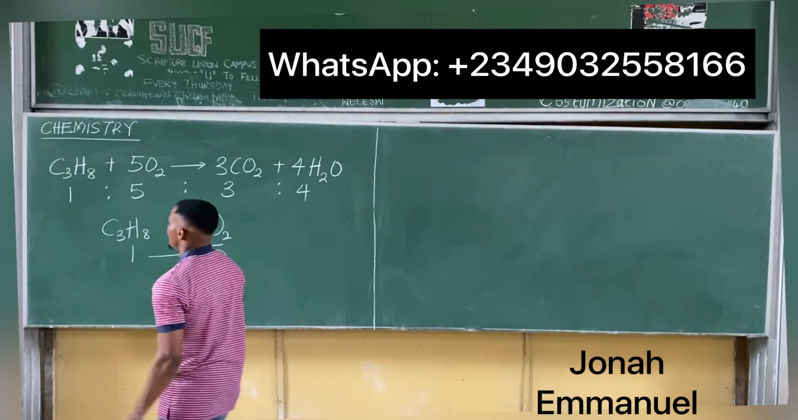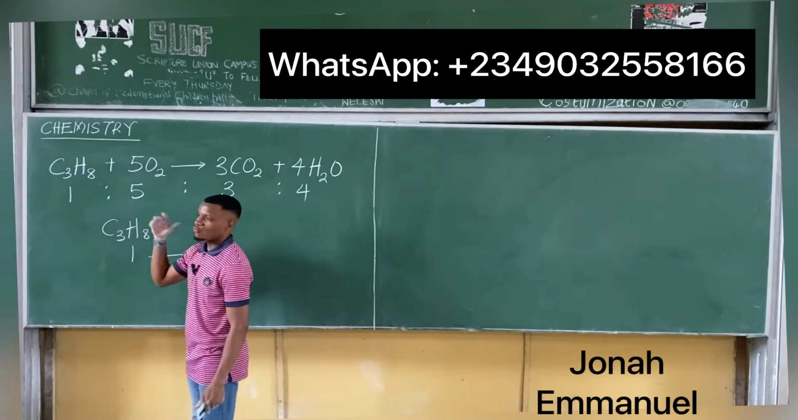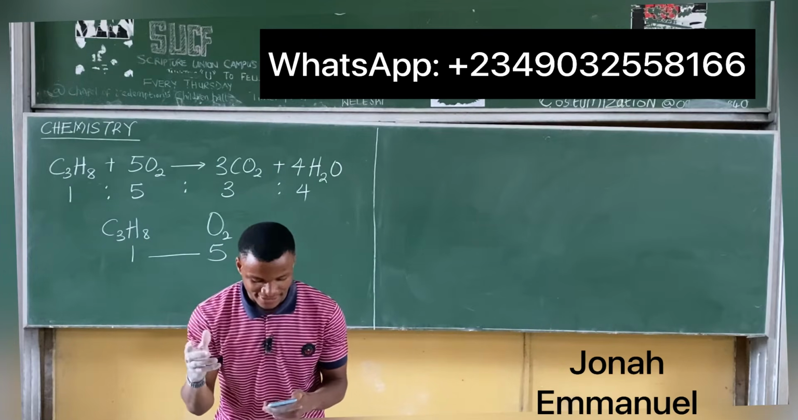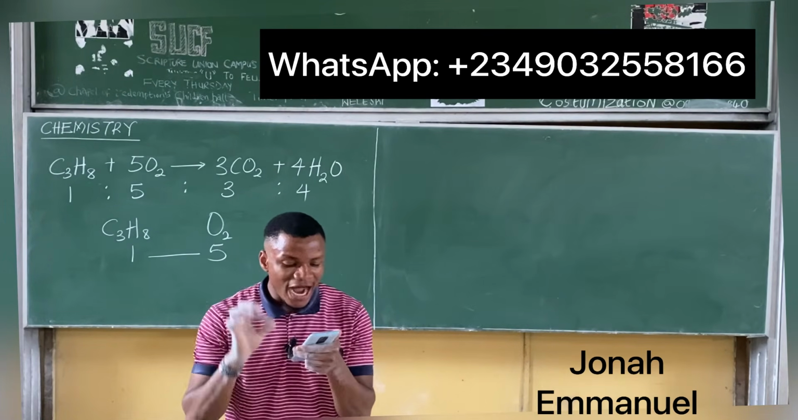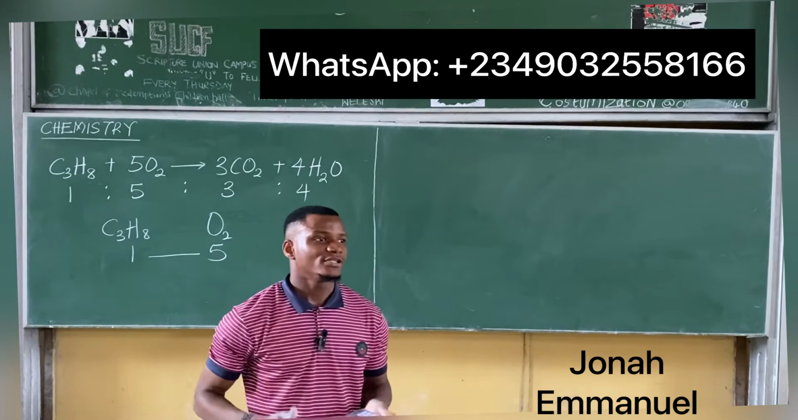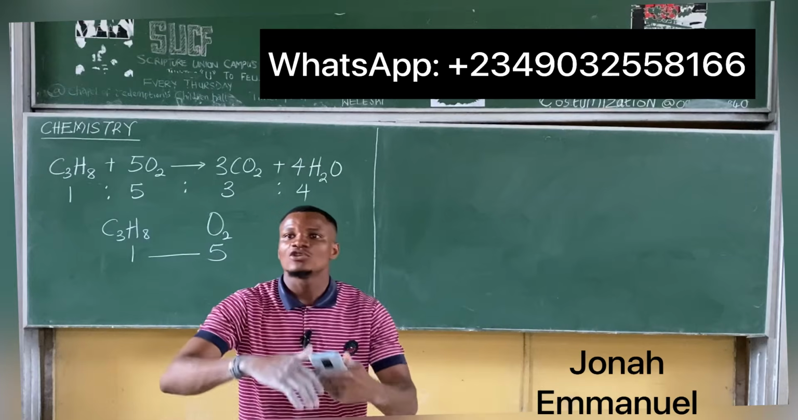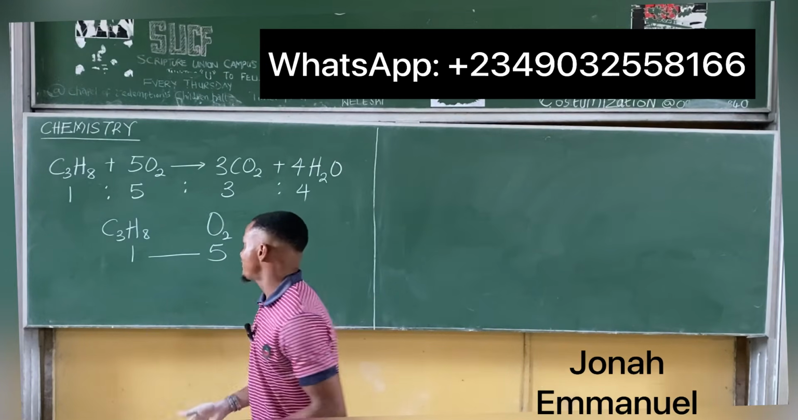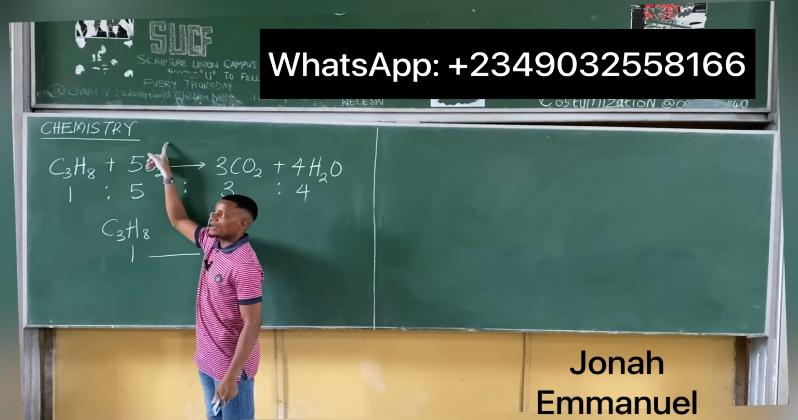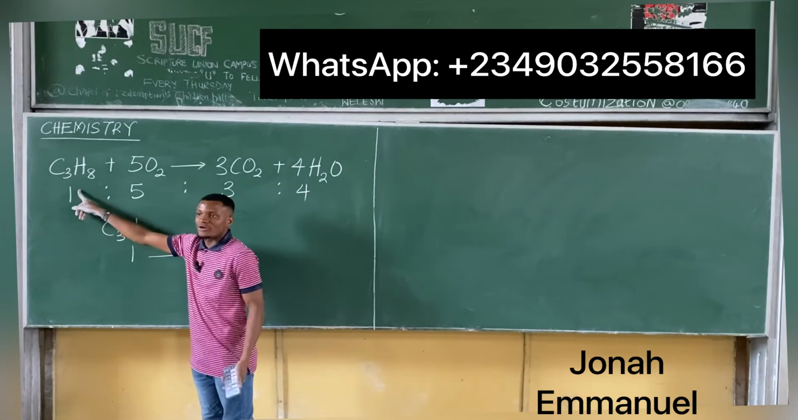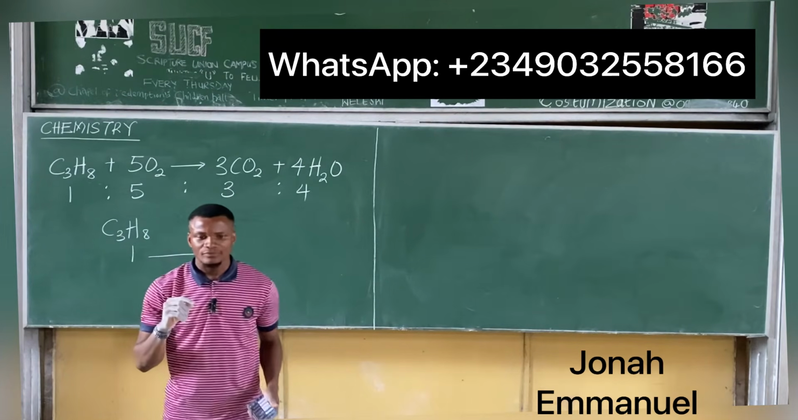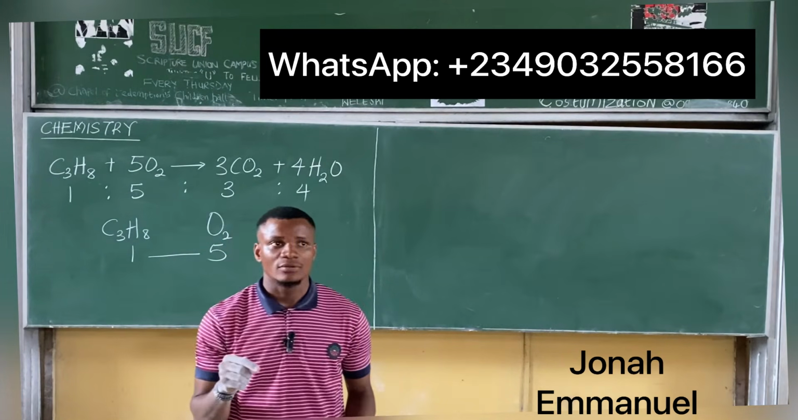In this question, they mentioned propane and oxygen. Which of them is limiting? Which of them is excess? And listen to your question. It says, how many moles of propane are left unreacted? The one left unreacted is your excess. That means if I combine propane and oxygen, oxygen will finish up and propane will be left unreacted. So this one becomes the excess reagent.